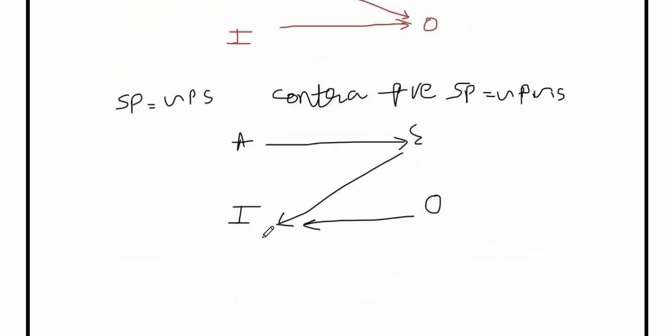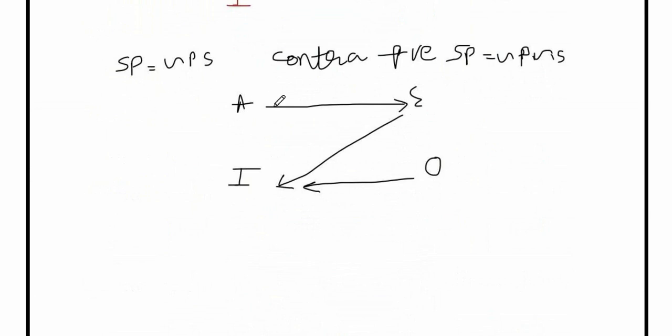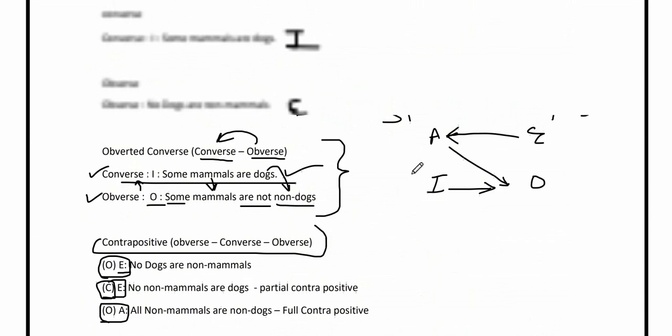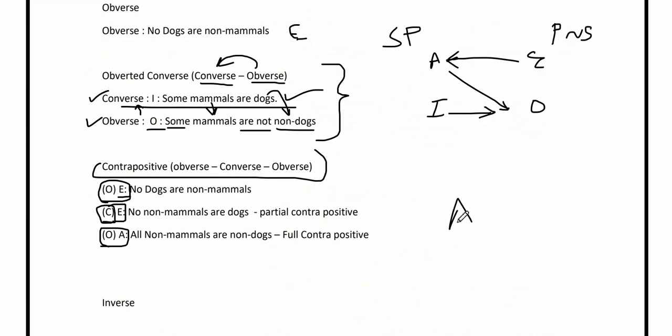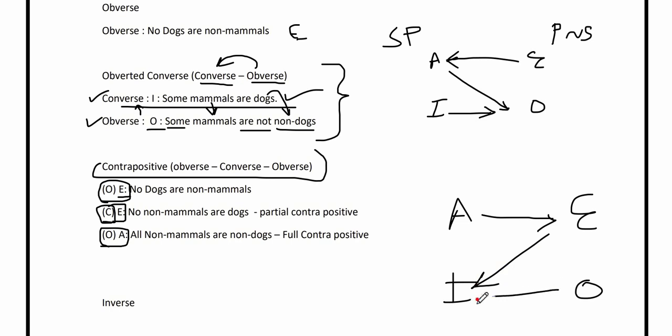So the contrapositive diagram is as simple as this. We start with A, go into E, E goes into I, and O goes into I. So this is very similar to the previous one, the same diagram. So A, E, I and O. A goes into E, E goes into I, and O goes into I. This is how we have to draw the diagram. So for quick reference we can do this.